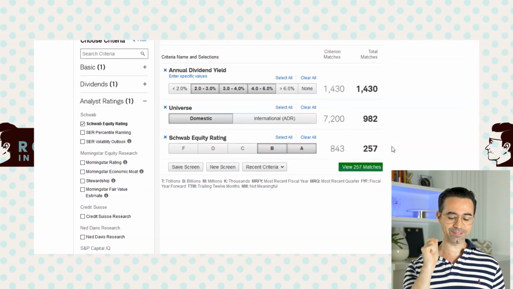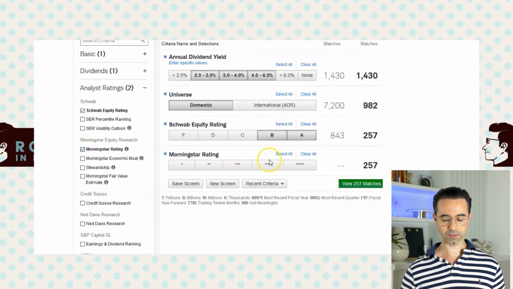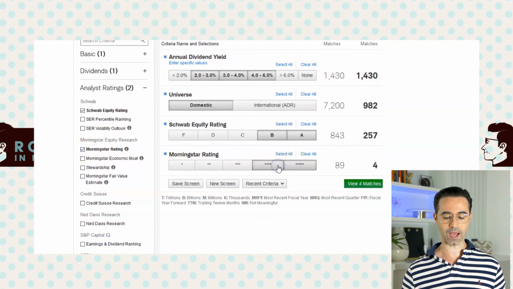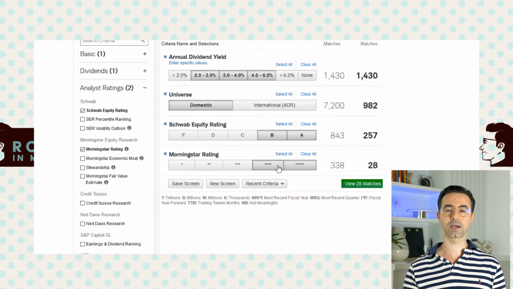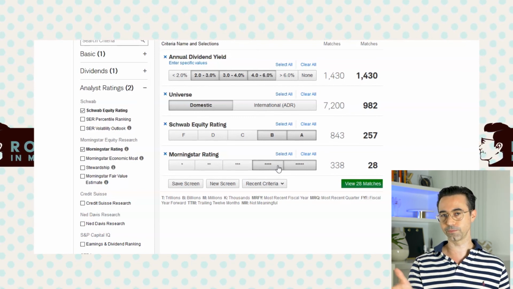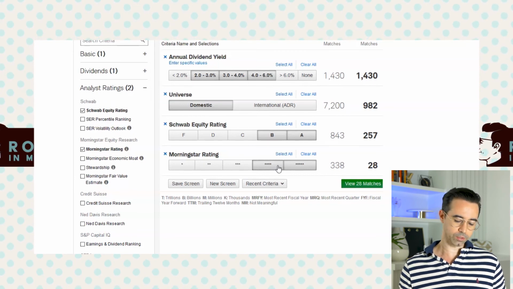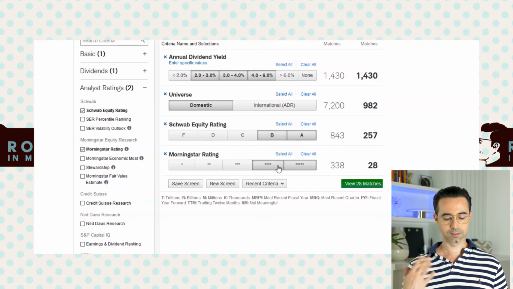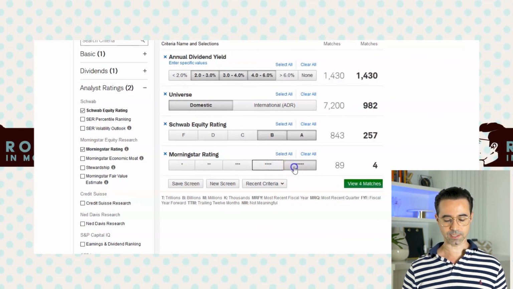Now, let's even make this a little bit better and say we also want a company with a Morningstar rating of at least a 4 or 5. Now the thing is, sometimes they're not going to be companies that have both a Schwab equity rating and a Morningstar rating. For example, Aaron's that we just looked at did not have a Morningstar rating. It wouldn't show up here. So take that into consideration. So now we have 28 stocks. So we could take a look at those stocks.